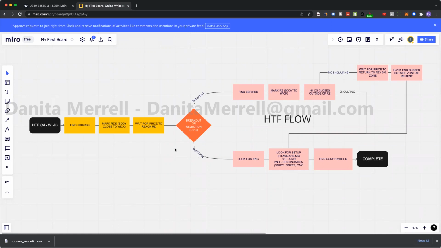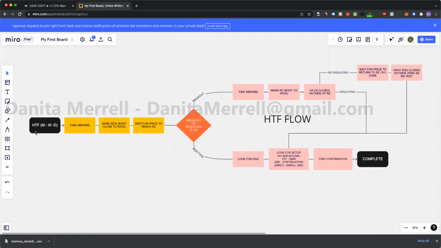So this is not going to be about storyline. This is going to be about the flow of how you go into trades. This is just going to be on higher time frame. We'll do another lower time frame one, and then we'll get into storyline and all that good stuff.